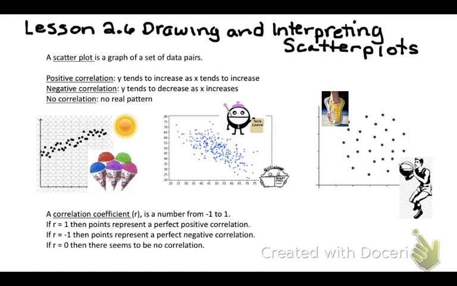Lesson 2.6, Drawing and Interpreting Scatter Plots. So a scatter plot is just a graph of data pairs.